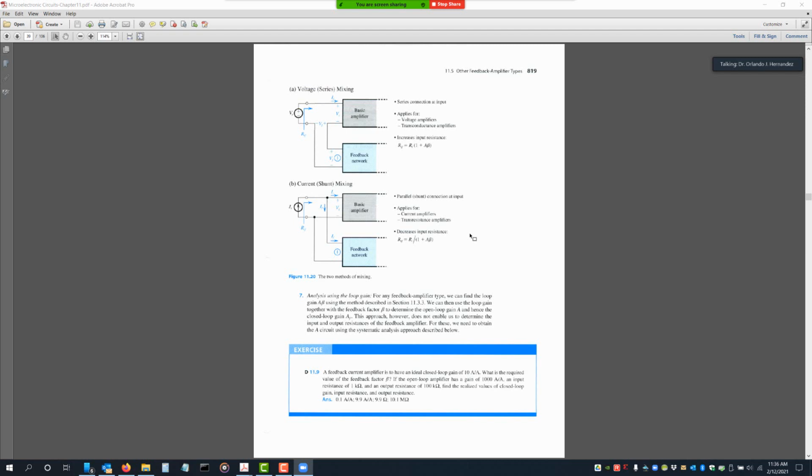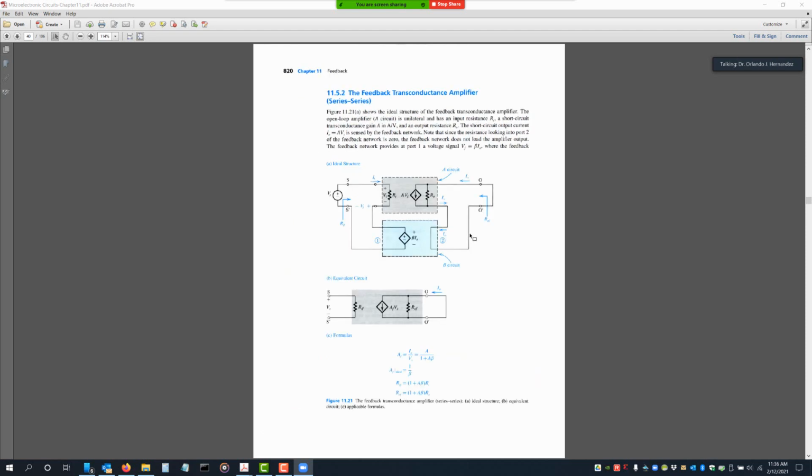And there are other stuff and extensions that you can read. And again, the idea is that you read the book. So I'm going to leave this as something that you'll read: 11.5.2 through 11.5.4, and also 11.6. So I'm going to just leave that for your reading, and we're going to go on to the next topic.